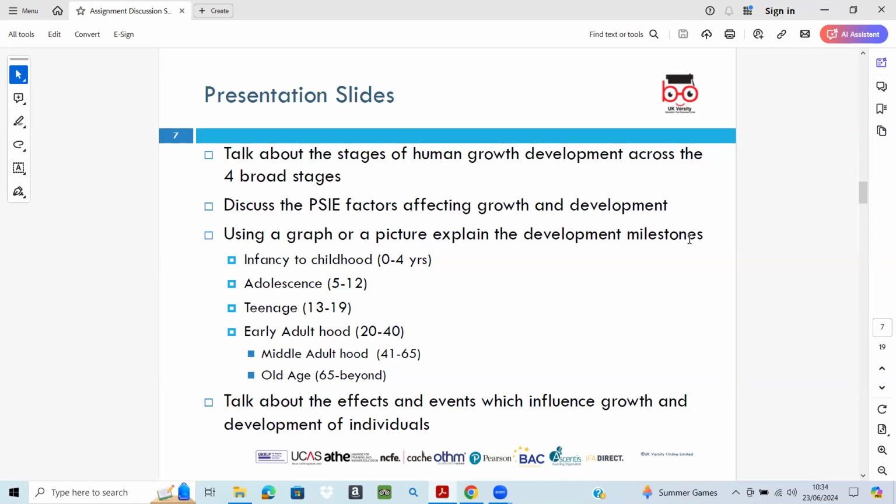Okay. So we were discussing infancy to childhood, that is from 0 to 4 years. We may need to include physical, cognitive, emotional, and social development during this stage. And for example, on slide 4, we could add adolescence, and that could be from year 5 to year 12. We need to discuss the key characteristics and milestones of development in this stage.